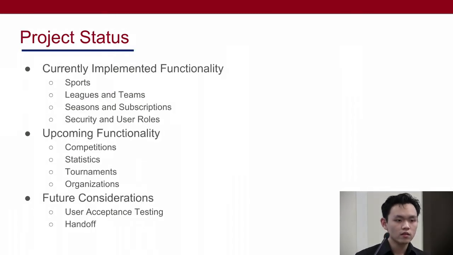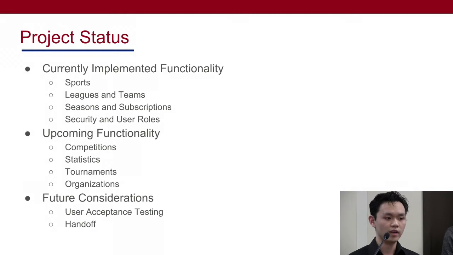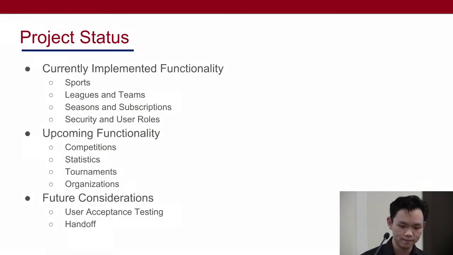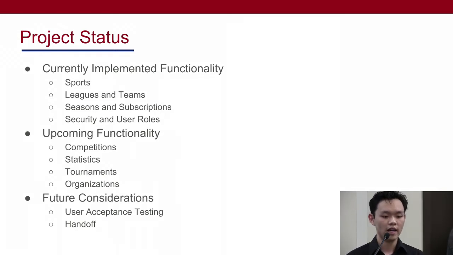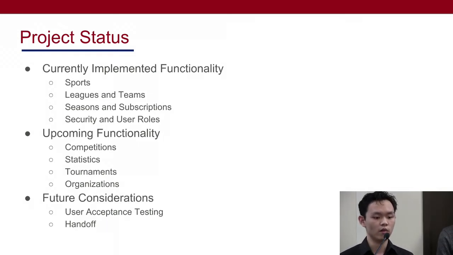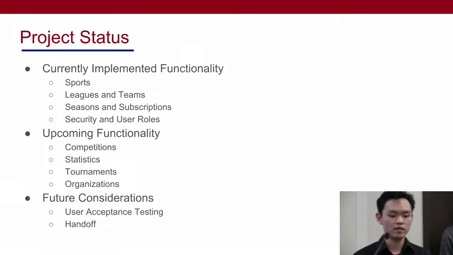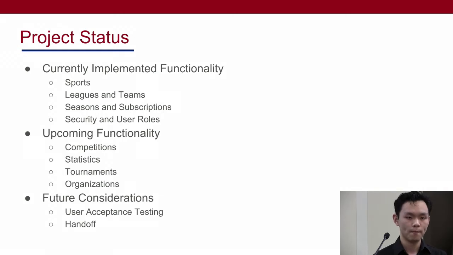So, to give a quick status update about where the project is thus far, currently we've implemented sports, leagues, and teams into the system, as well as seasons and subscriptions. As it is right now in the system, you can create any sport, may it be soccer or archery or any sport of that kind, and you can create leagues for that sport as well as teams for that league. This means that currently we have the bare bones of a league management system, although up ahead we plan on implementing competition, statistics, tournaments, and organizations to further flesh out the system.